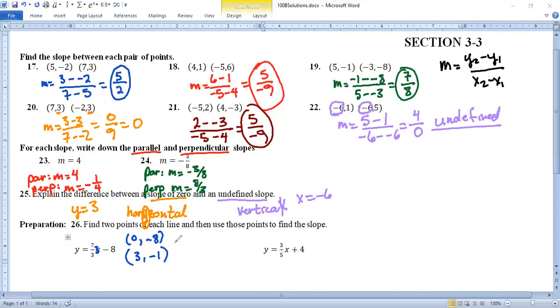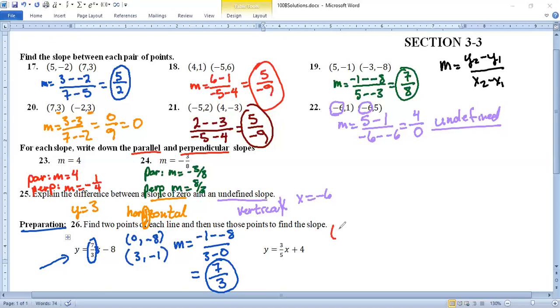Good. Now let's find the slope. And that is -1 minus a minus 8 over 3 minus 0, y minus y over x minus x. -1 plus 8 is 7, over 3 minus 0 is 3. The slope of this line, based on the 2 points we picked, is 7/3. And some of you may be like, whoa, really? And yes, indeed, that's where we're going with the next lesson. That's why this is such a great prep problem. Let's do it again with another one.